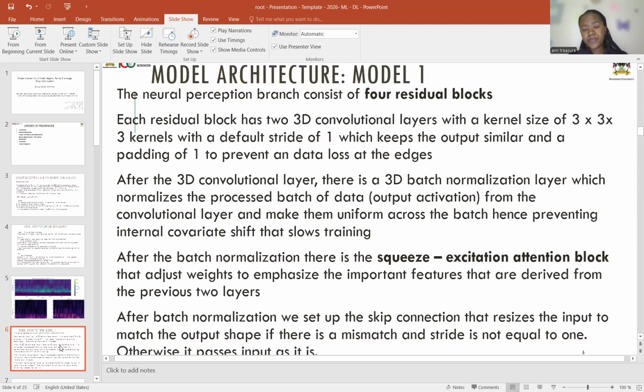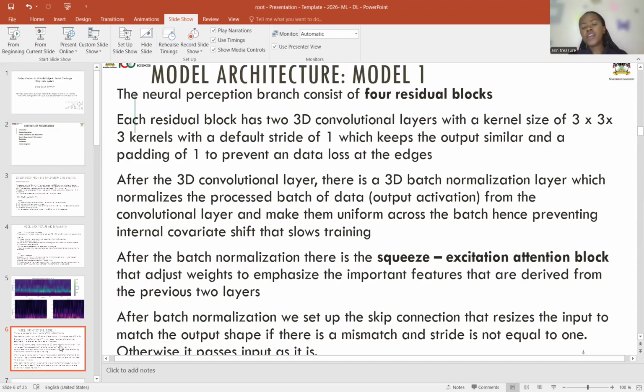The first branch was the neuroperception branch that consisted of 4 residual blocks. Each residual block had 2 3D convolutional layers with a kernel size of 3 times 3 times 3, which is roughly 27 kernels. Then we had the default stride of 1, which means that the output stays the same as the input, and also a padding of 1, which means that spaces were added at the edges of the images that were fed into the CNN in order to prevent data loss, especially on the edges. That's why we add padding.